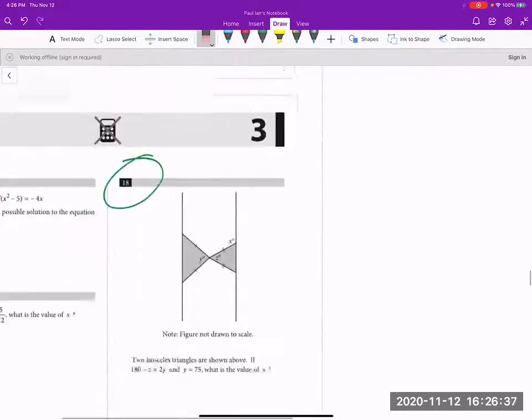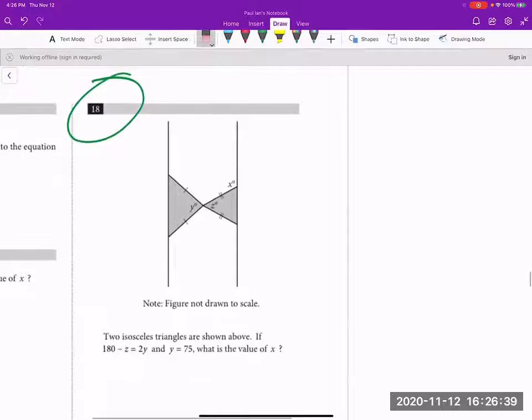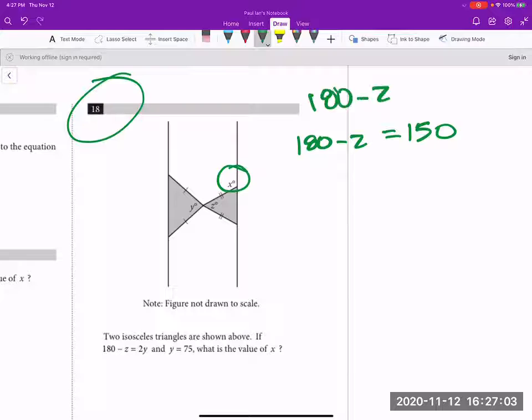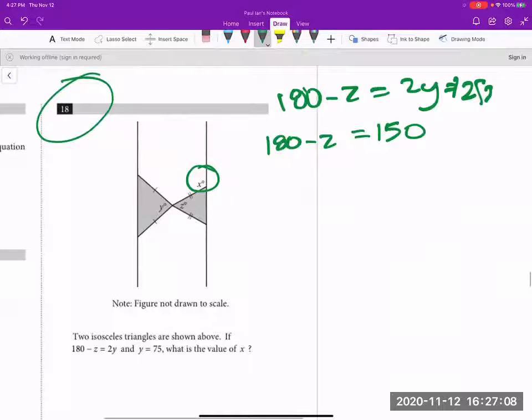Here we go. With this one, it's another geometry question. Two isosceles triangles are shown. If 180 minus z equals 2y and y equals 75, what is the value of x? Since 180 minus z equals 150, let me write the first one down. Z equals 2y, so that's 2 times 75, which is 150. And from this, you get z equals 30.